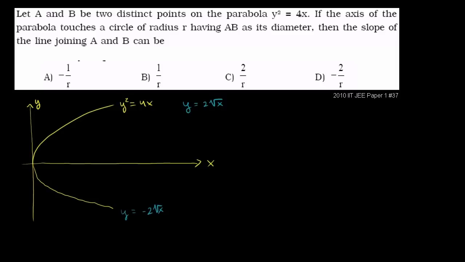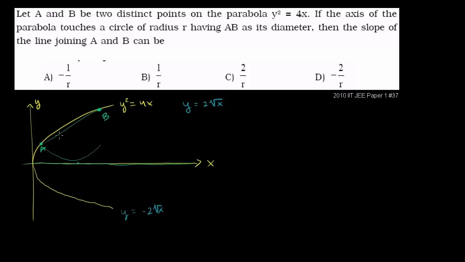And then they tell us that if the axis of the parabola, that's essentially the x-axis in this drawing, touches a circle of radius r having AB as its diameter. So let's take 2 points on this parabola. So let's say that is point A, and let's say that this is point B. It is the diameter for some circle that just touches this axis. So it'll just touch on here.